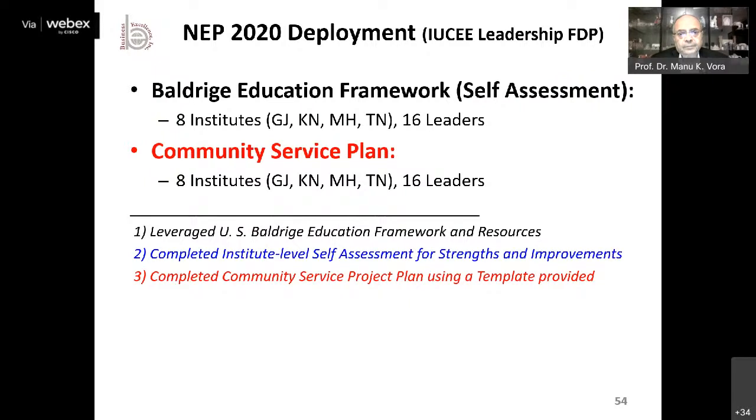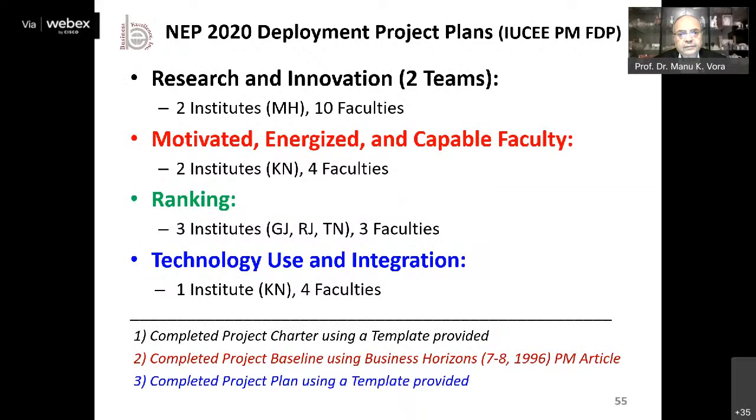For the IUC Leadership FDP, we looked at the general sessions and general guidance, but there were 8 institutes, 4 states, 16 leaders, and they developed a Baldrige framework, self-assessment, and community service plan. The outcome of this was real-life applications at their institutes. On research and innovation, there were 2 teams working, both from the Maharashtra area, 10 faculty, motivated, energized, and capable. 2 institutes from Karnataka, 4 faculty were on that project. Ranking: 3 institutes, Gujarat, Rajasthan, and Tamil Nadu, 3 faculty. And technology use and integration: 1 institute in Karnataka, 4 faculty.